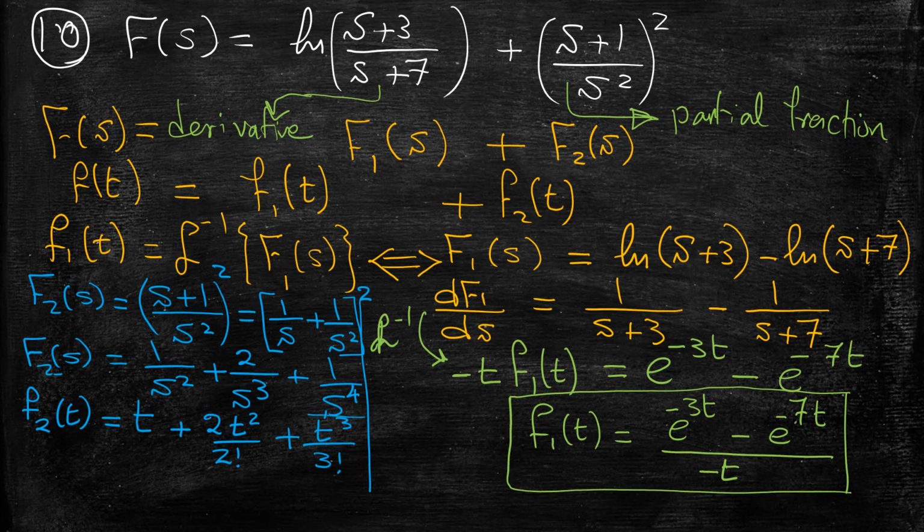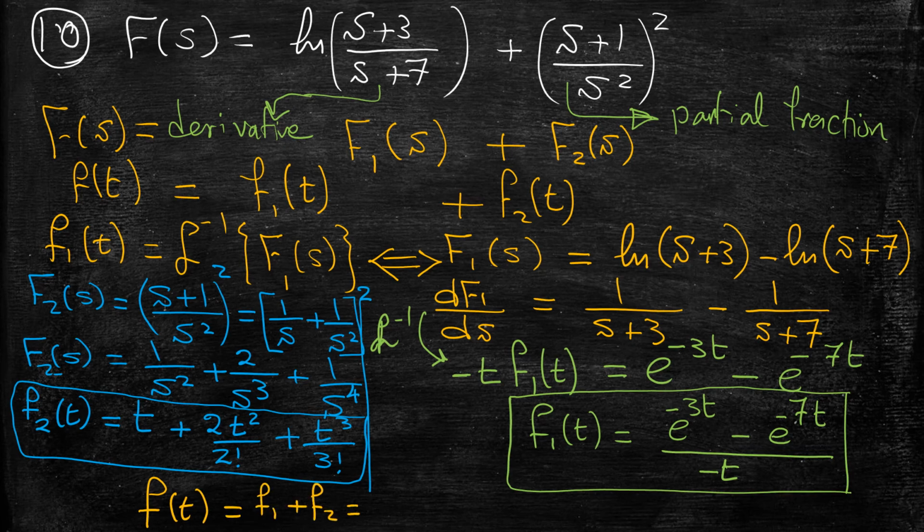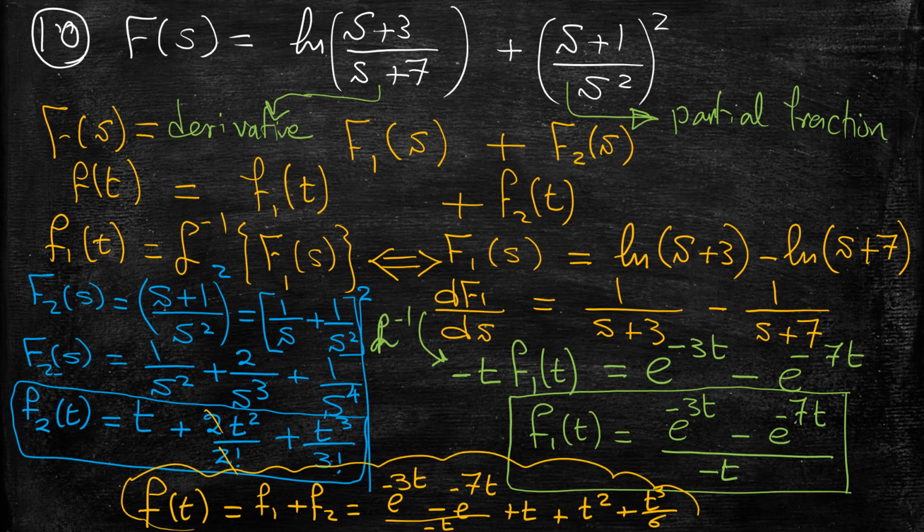So after getting this one, again, we have right now f1 of t and f2 of t, which means we can end up with this f total of t equal to both of them, which is f1 plus f2, which is e power minus 3t minus e power minus 7t divided by t, plus t plus t squared, where the 2 and 2 factorial will cancel each other, plus t cubed over 6. And then this is our f of t.